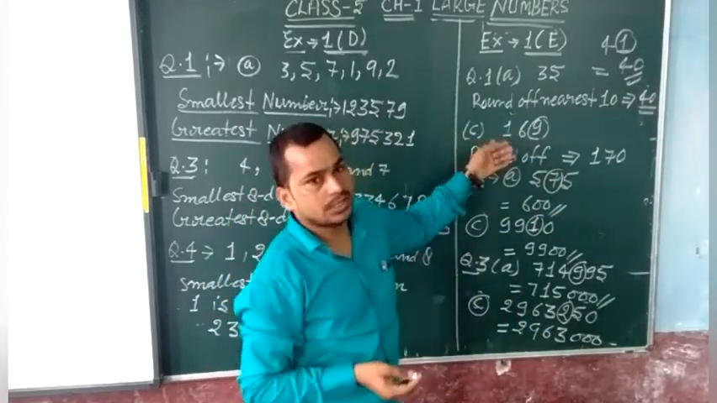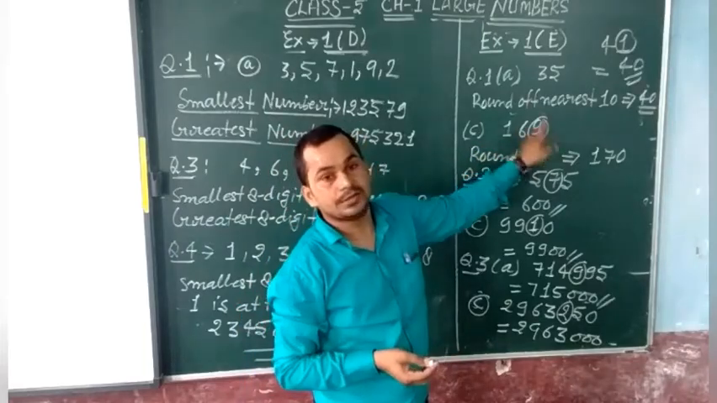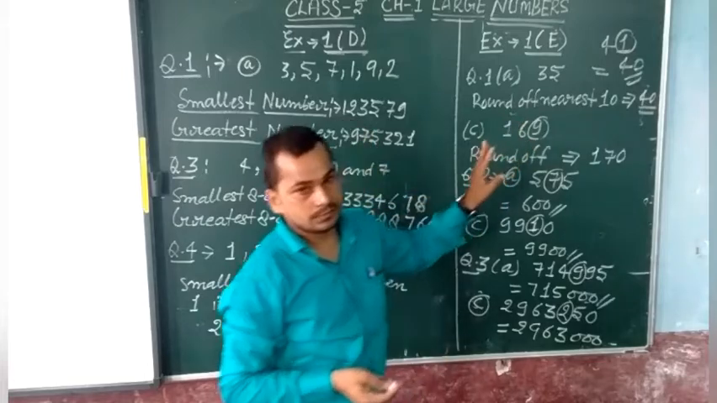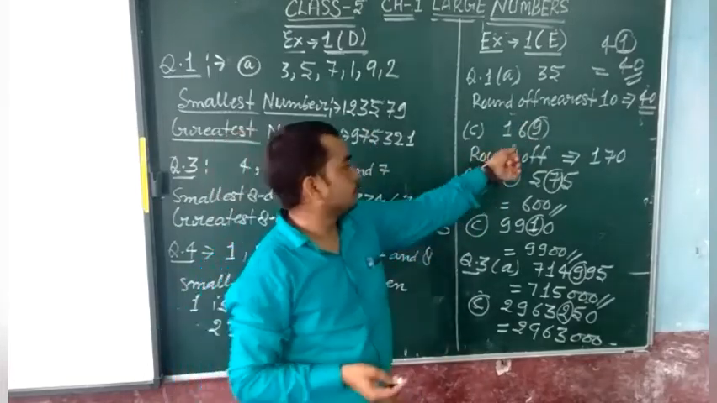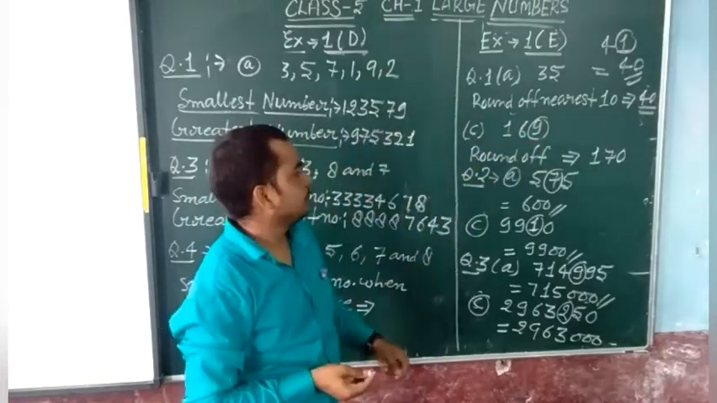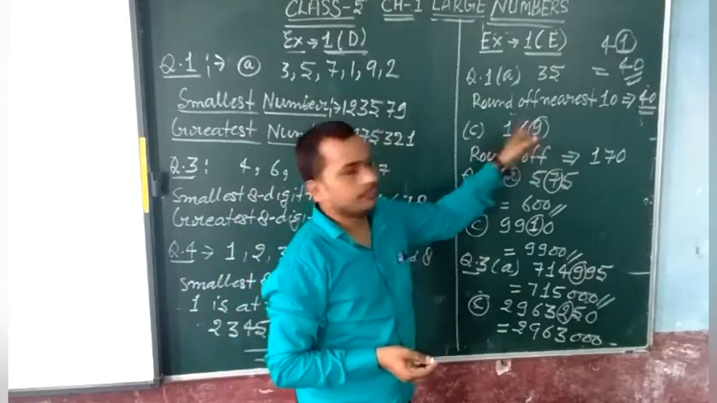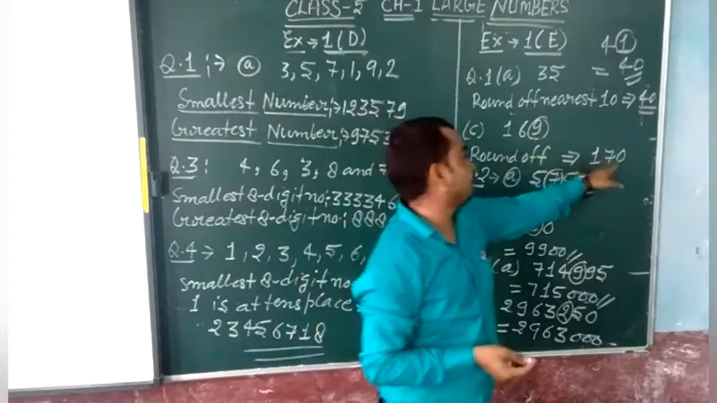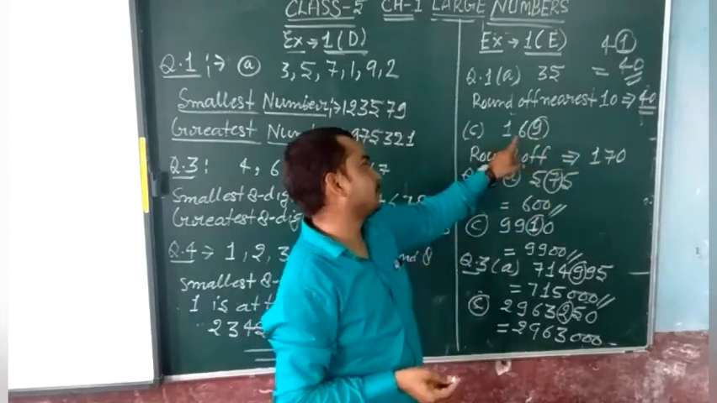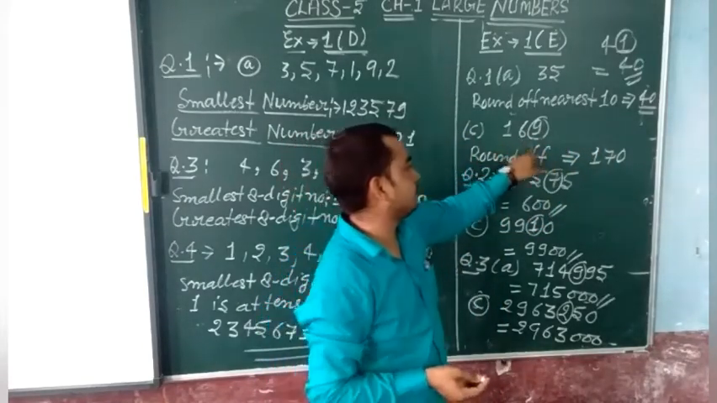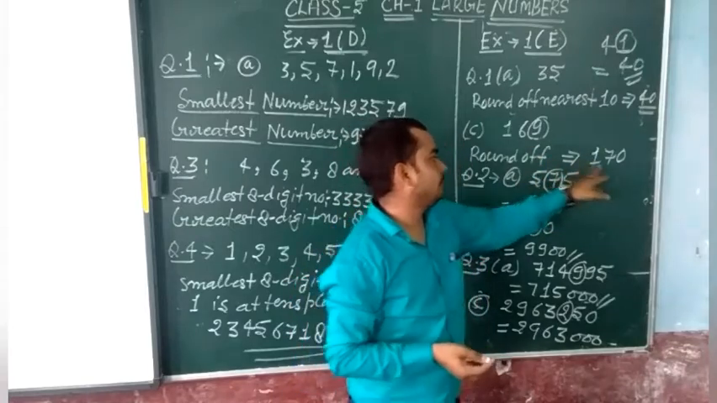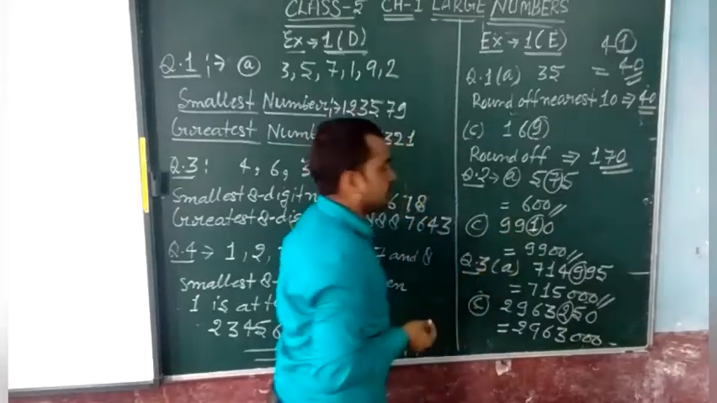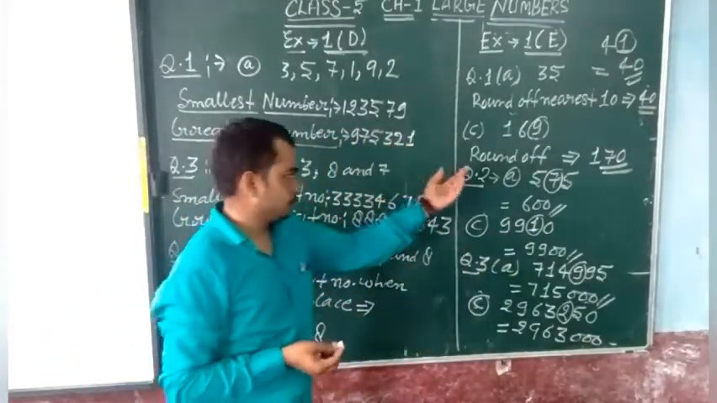Next part, the number given is 159. Here the ones place is 9, which is more than 5. So we add 1. That means 9 is replaced by 0 and the preceding digit is increased by 1. So 6 plus 1, 7, then 1. So your answer is 170, and it is close to 169.